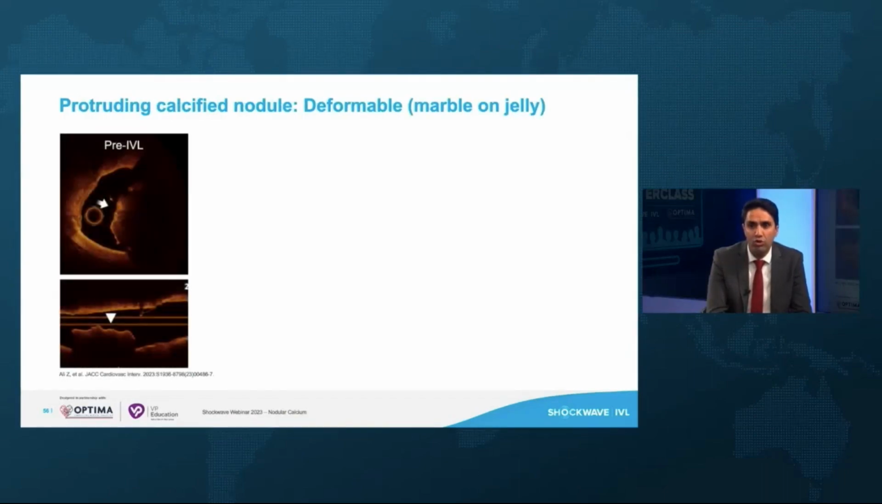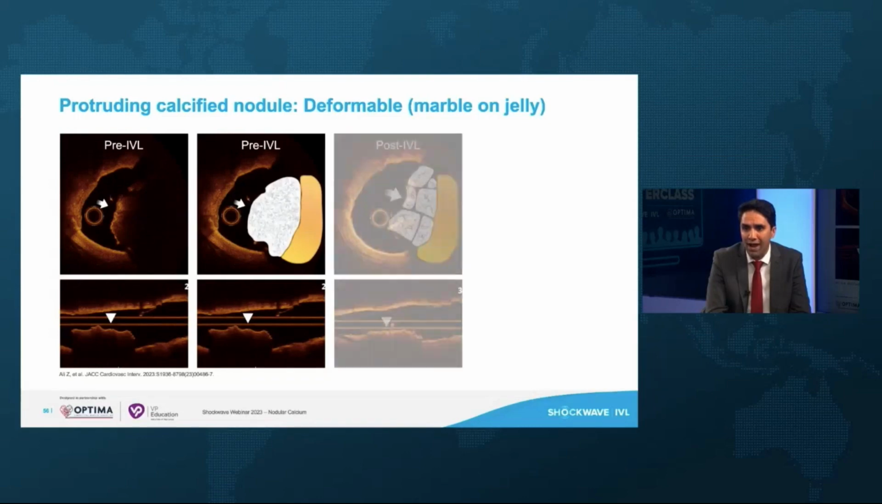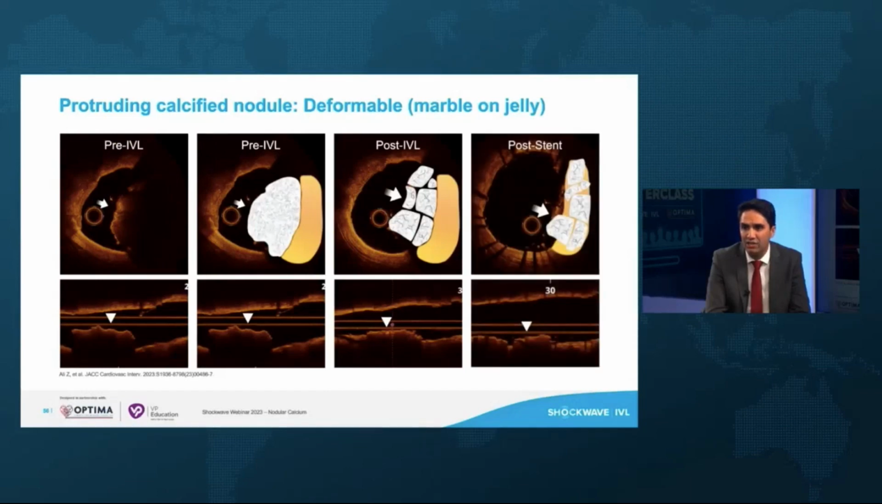What we also learned is that IVL worked very effectively in deformable calcified nodules, presumably by fracturing these larger calcified segments into smaller pebbles, which then become much more akin to deforming and compressing into the artery wall. Sort of like filling a glass with a series of pebbles rather than with a rock. You'll have less spillage of the liquid.